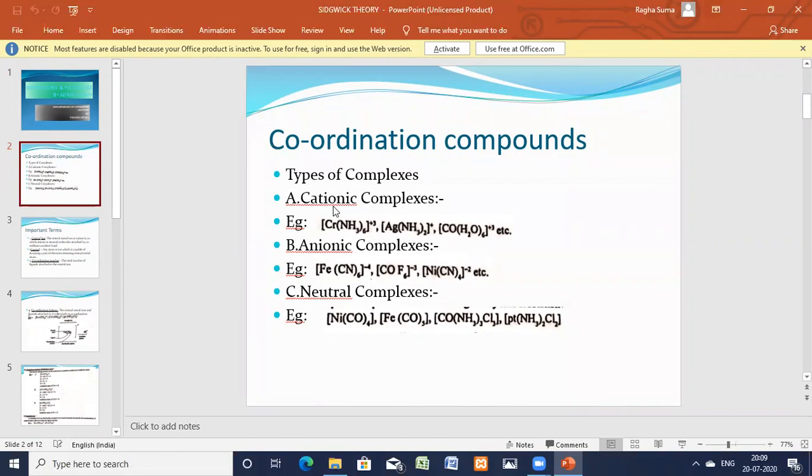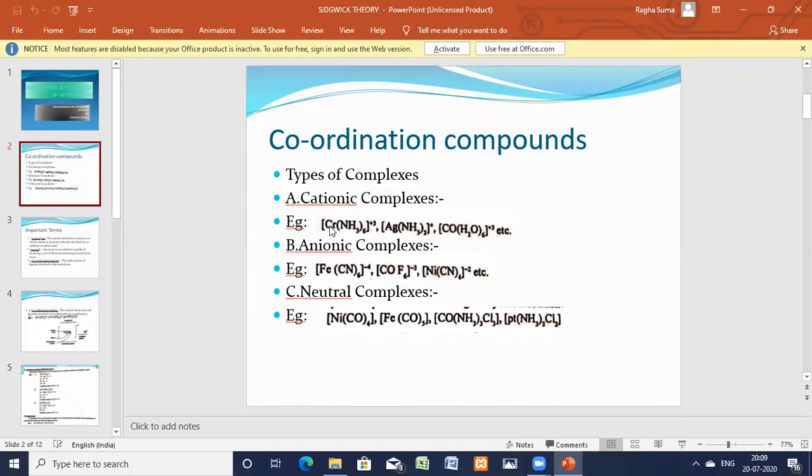Cationic complexes are the complexes which carry a net positive charge. They have a positive charge on their square parenthesis. On the square brackets, you can see the plus charge. They are called the cationic complexes.